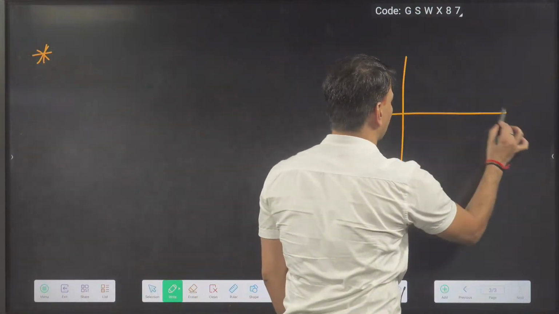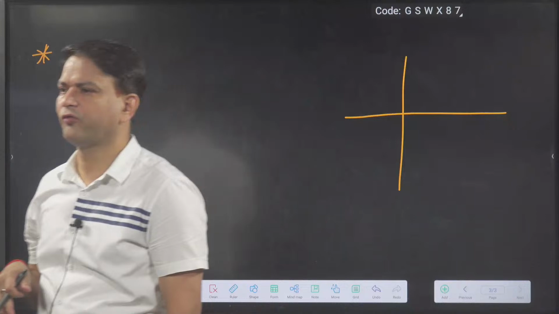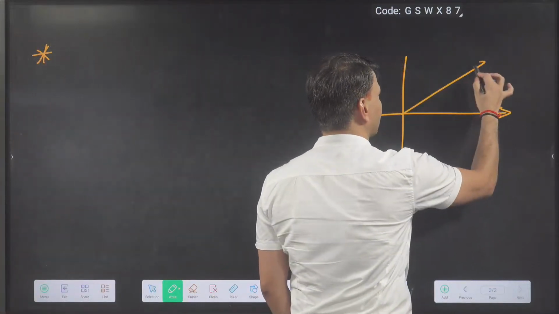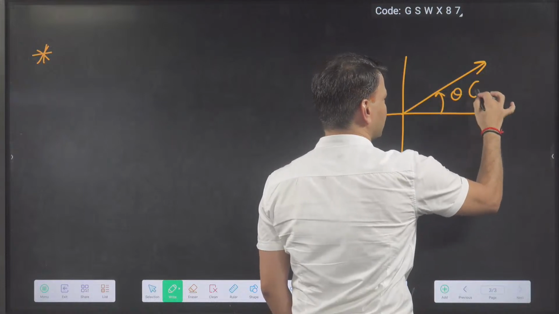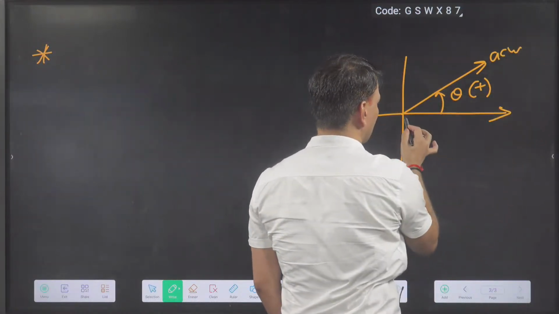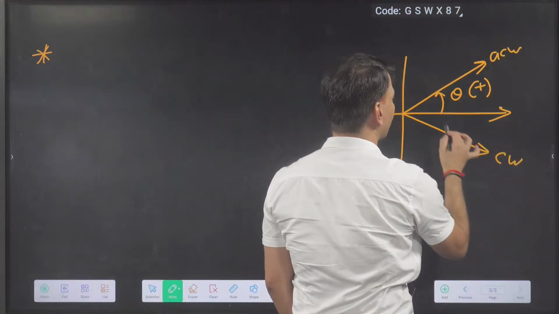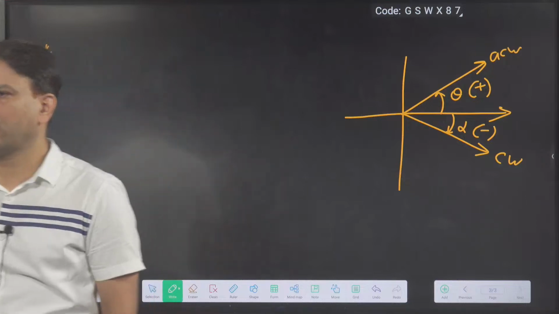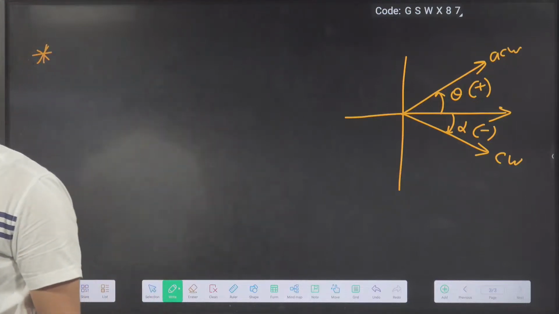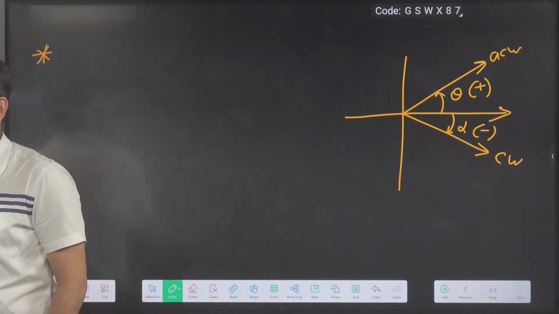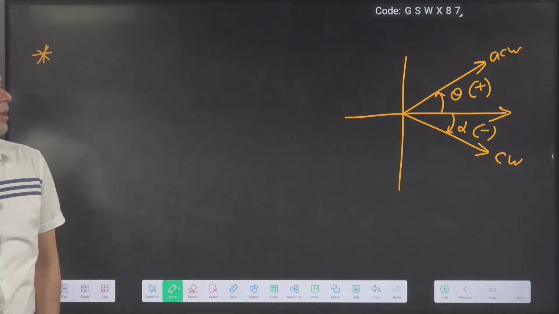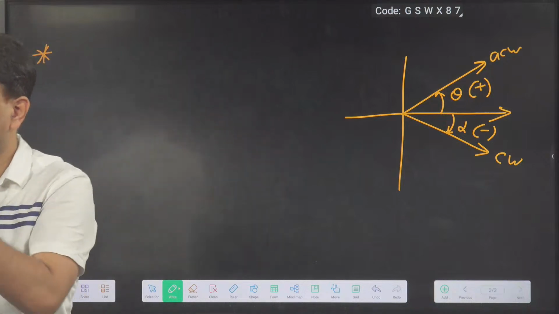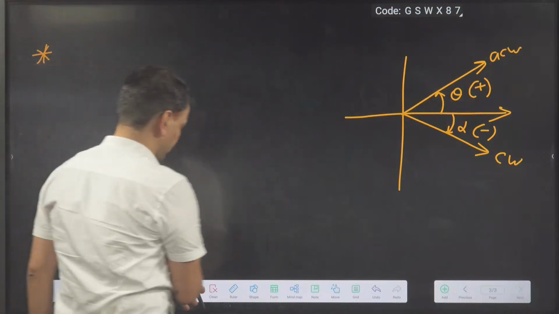Last class I said, taking reference from the positive direction of the x-axis, the anti-clockwise angle we take as positive, and the clockwise angle we take as negative. Remember or not? I said this. Anti-clockwise angle we take positive, and clockwise angle we take negative. Remember?